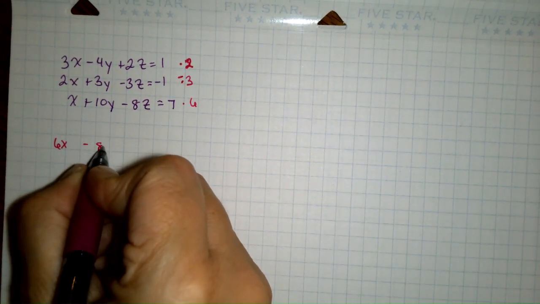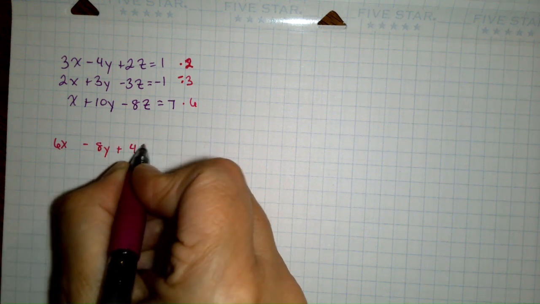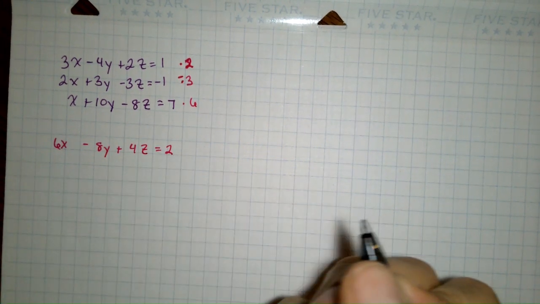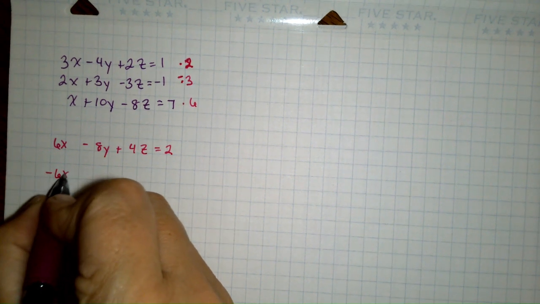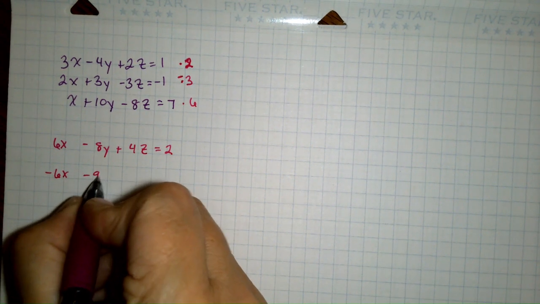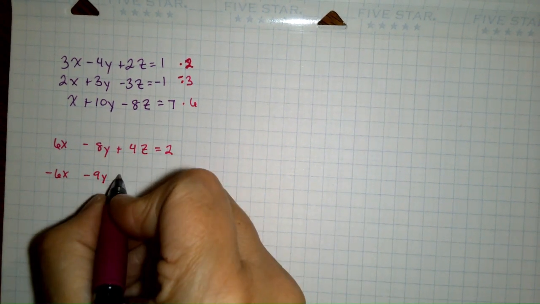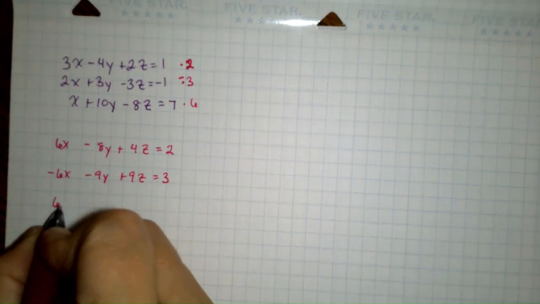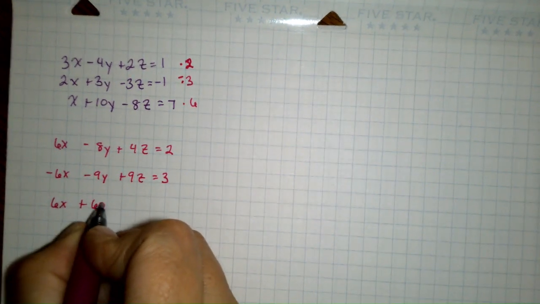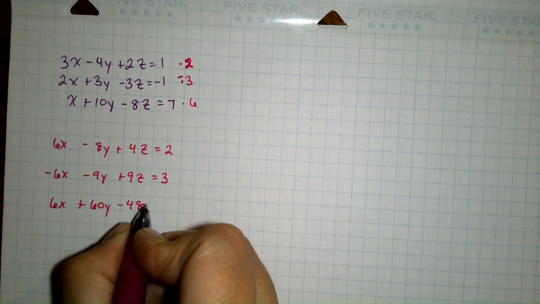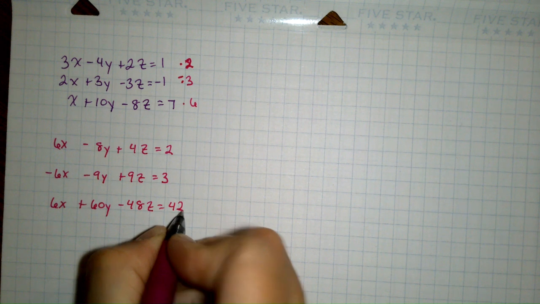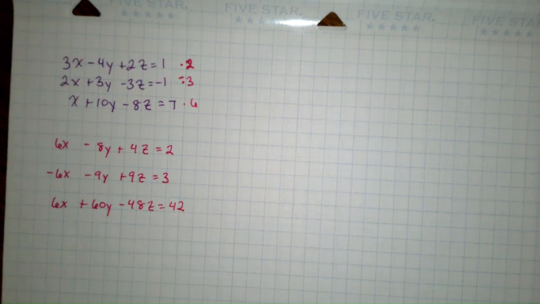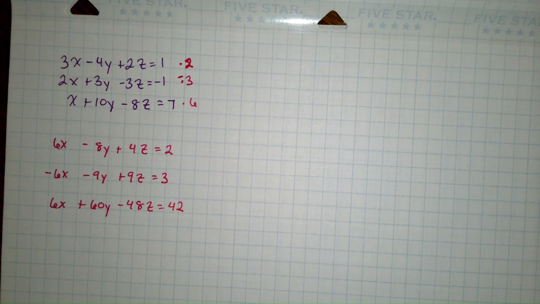6x minus 8y plus 4z equals 2. Negative 6x minus 9y plus 9z equals 3. 6x plus 60y minus 48z equals 42. Okay, so now we're set up to where we can do the start of our bracket, the start of our game.